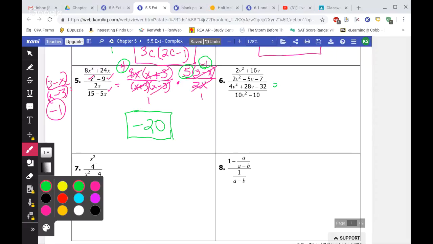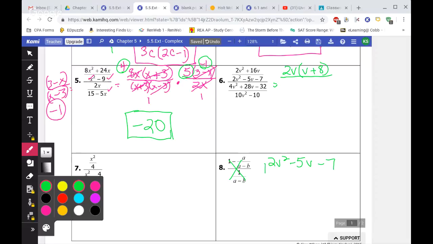In the numerator of the numerator, we can factor out 2v, which is going to leave us v plus 8 all over, and then we've got 2v squared minus 5v minus 7. I'm going to do that factoring work down here so you can see it in number 8, but this isn't number 8 currently. So that's going to look like 2v squared minus 5v minus 7.